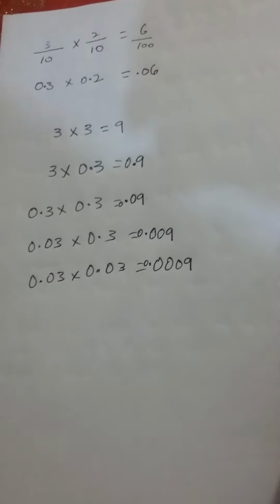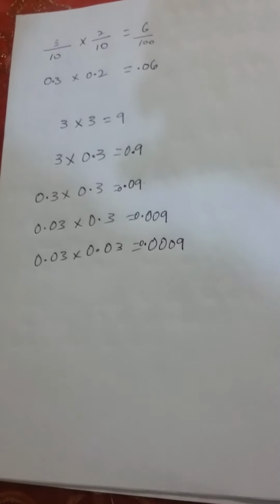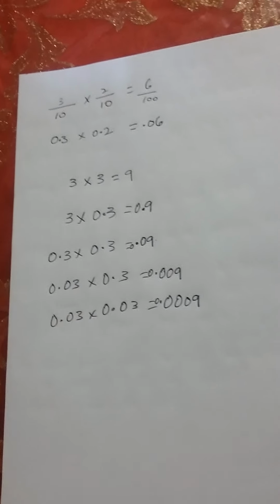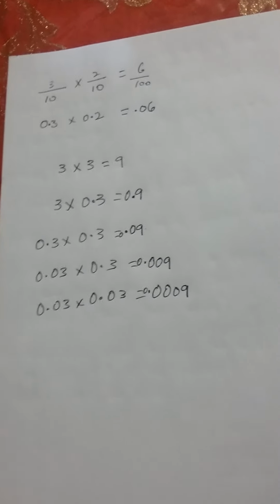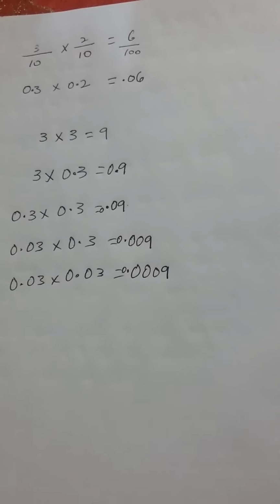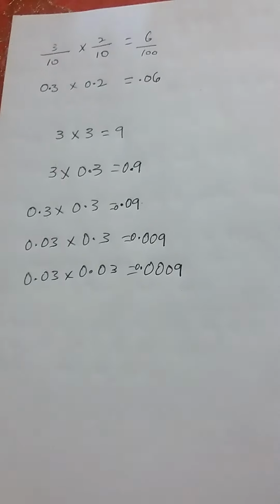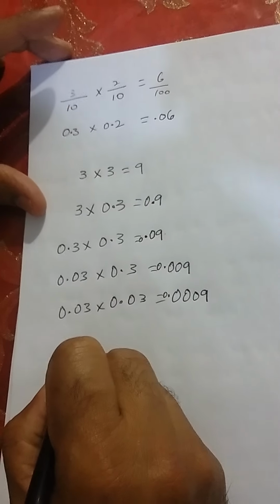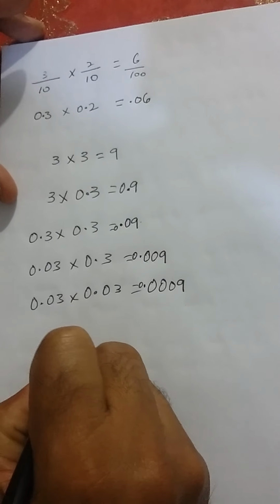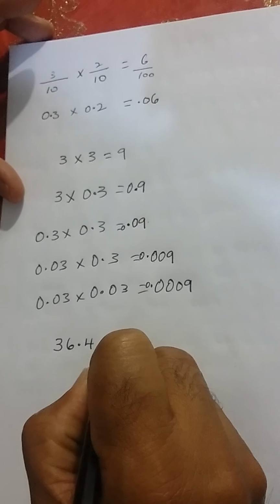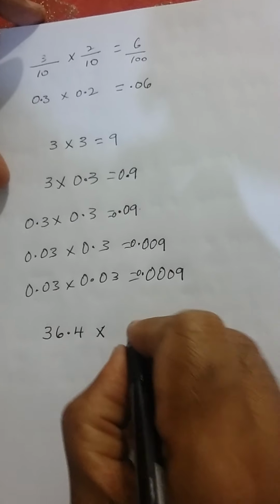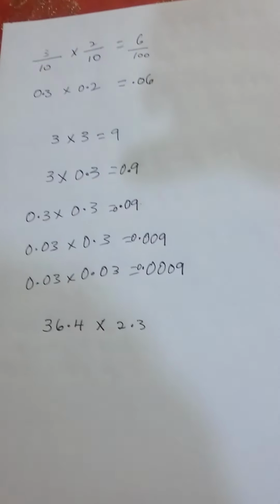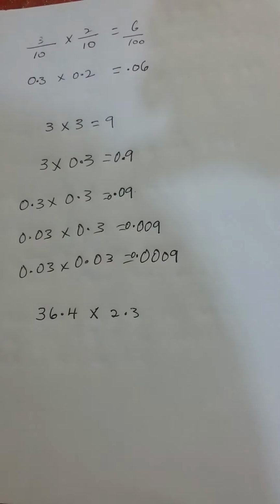We say that when we are multiplying decimals, we forget about the point and multiply, and then we check to see how many digits come after the point, and we do so in our product. All right, so let's try this one. Suppose I had 36.4 times 2.3. How would I work that question?